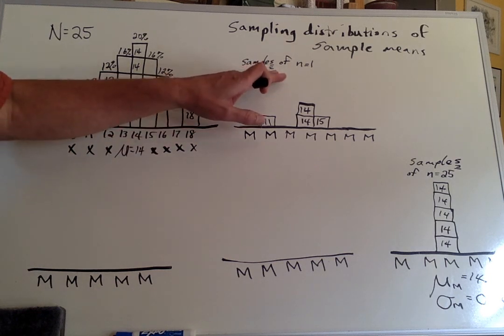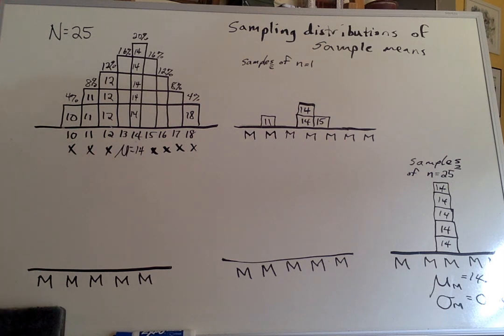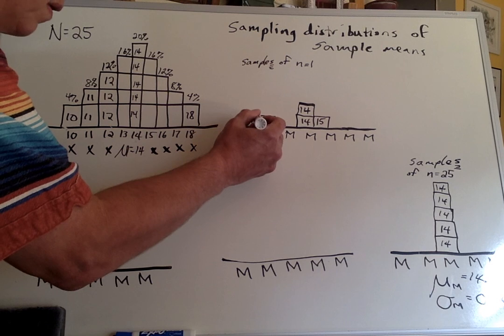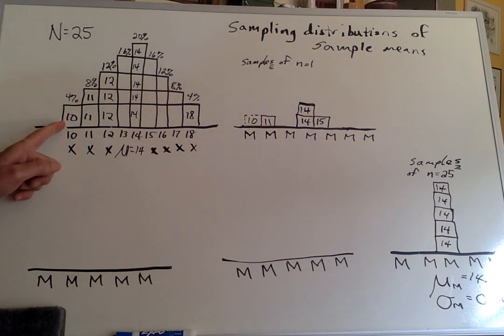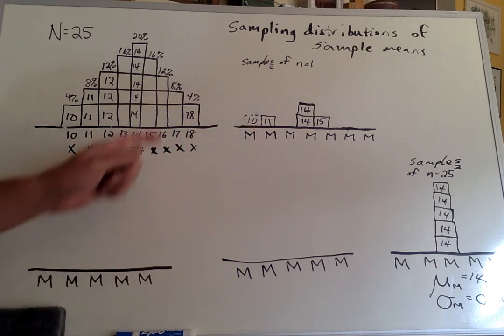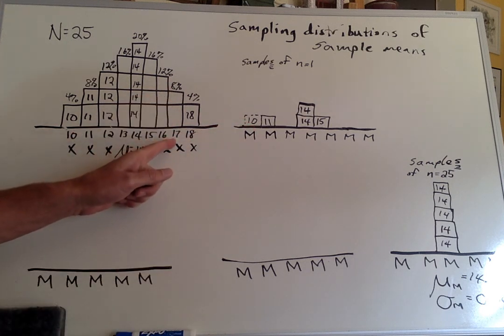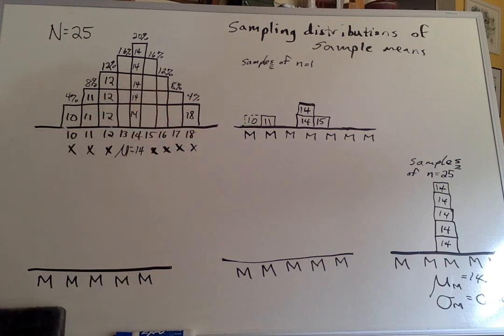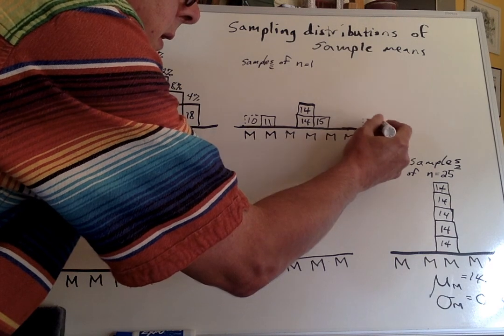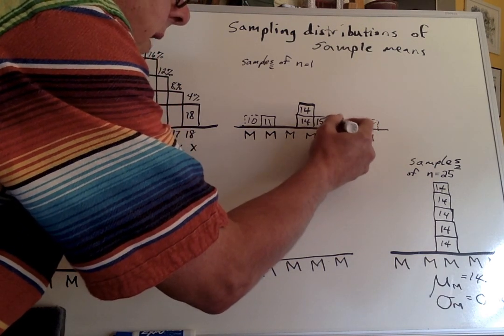If we use samples of n equals 1, is it possible to get a sample with a mean of 10? Well, yeah, because here's the 10 right here, right? So we're going to get that. And we actually know how often we will get that if we do random sampling. That'll happen 4% of the time. Will we get a 17? Sure, it'll happen 8% of the time. Will we get an 18? Sure, it'll happen 4% of the time. Okay? And 16, and so on and so forth.